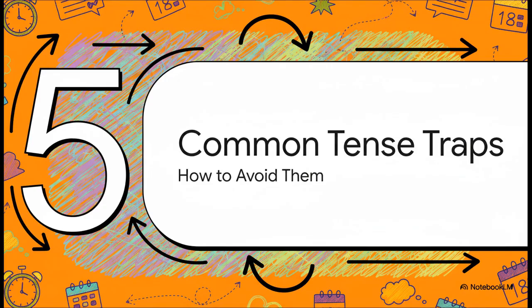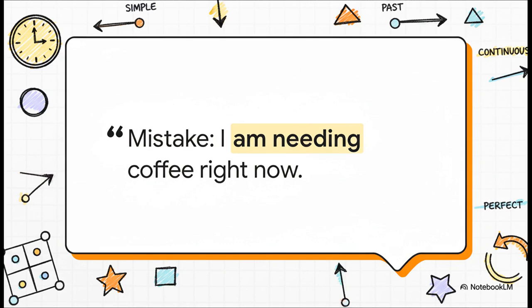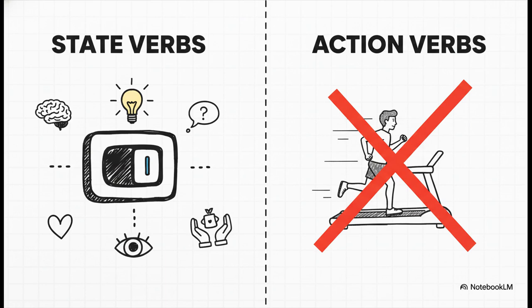Okay, now that we have this system, let's put it to the test. Because when you understand the matrix, it makes it so much easier to spot and avoid those super common mistakes. Let's look at a couple of these traps right now. First up, this classic. I am sure you've heard this one, maybe you've even said it. I am needing coffee right now. It kind of sounds right, but it's actually a really common slip-up. So why is it wrong?